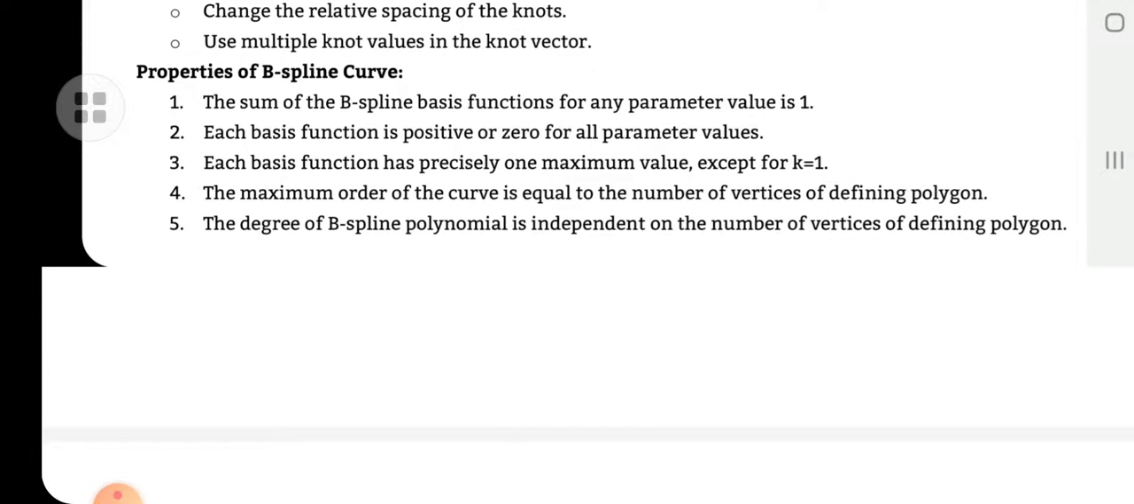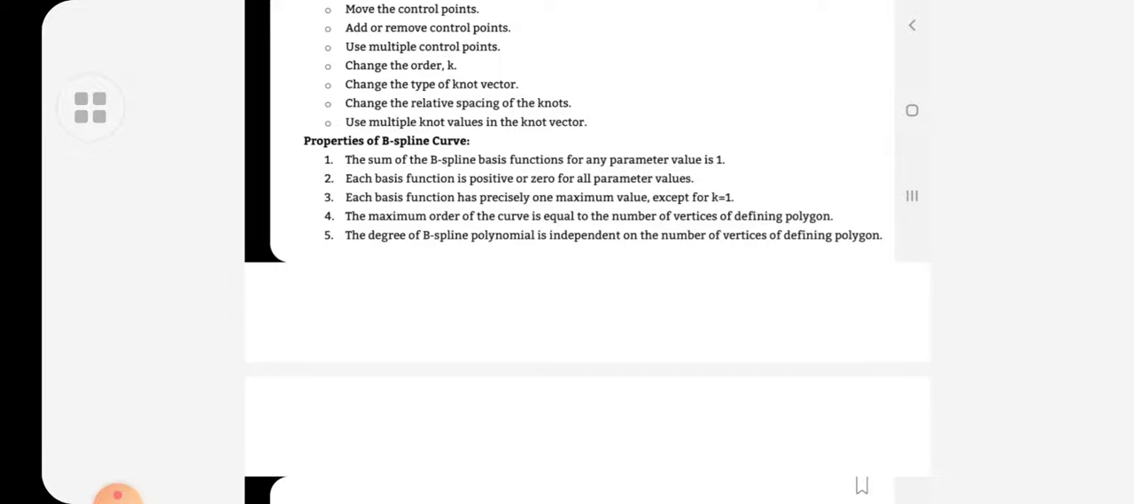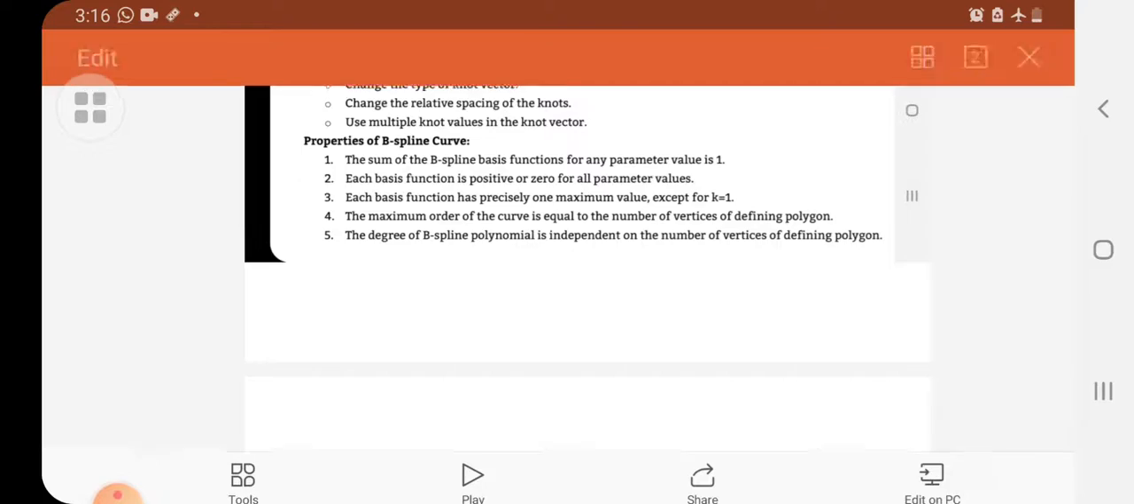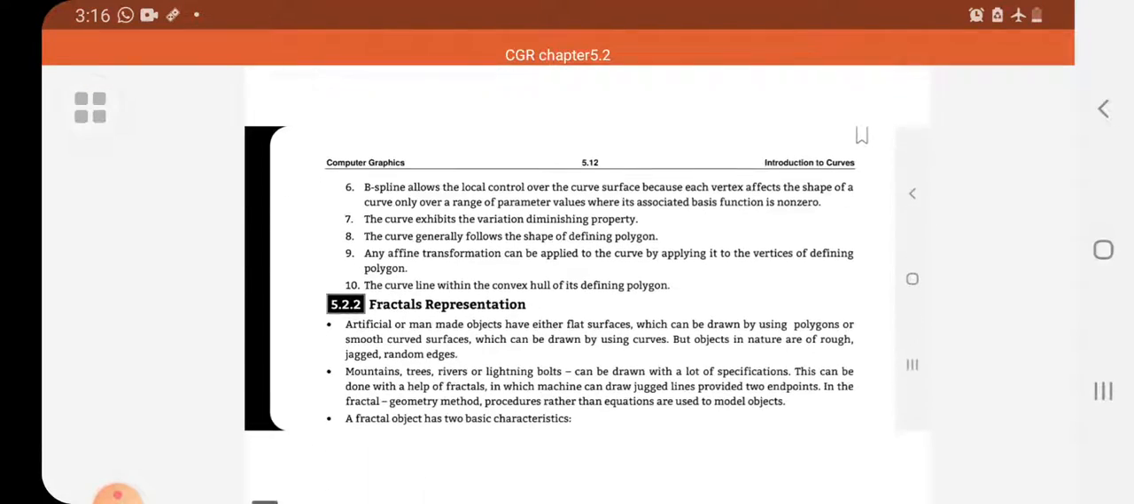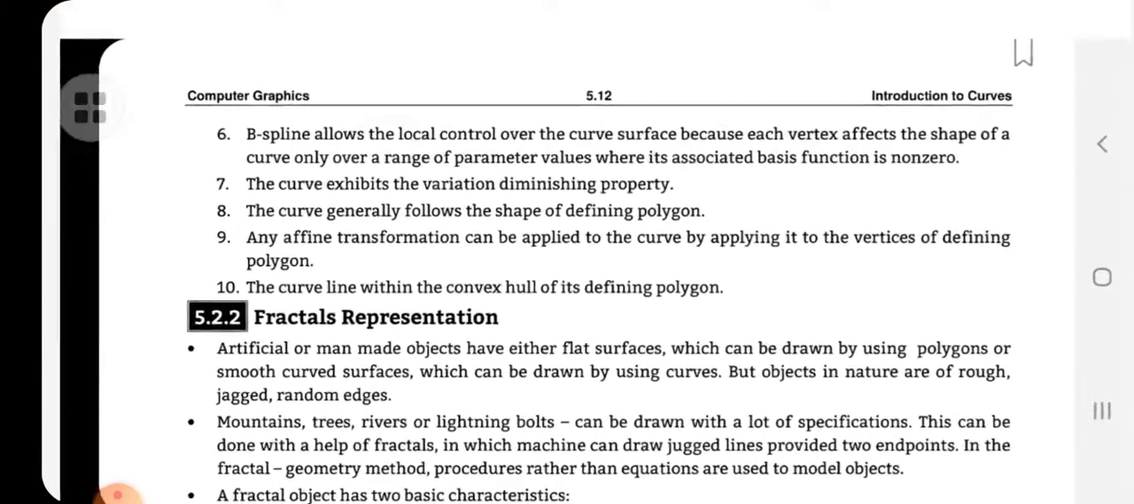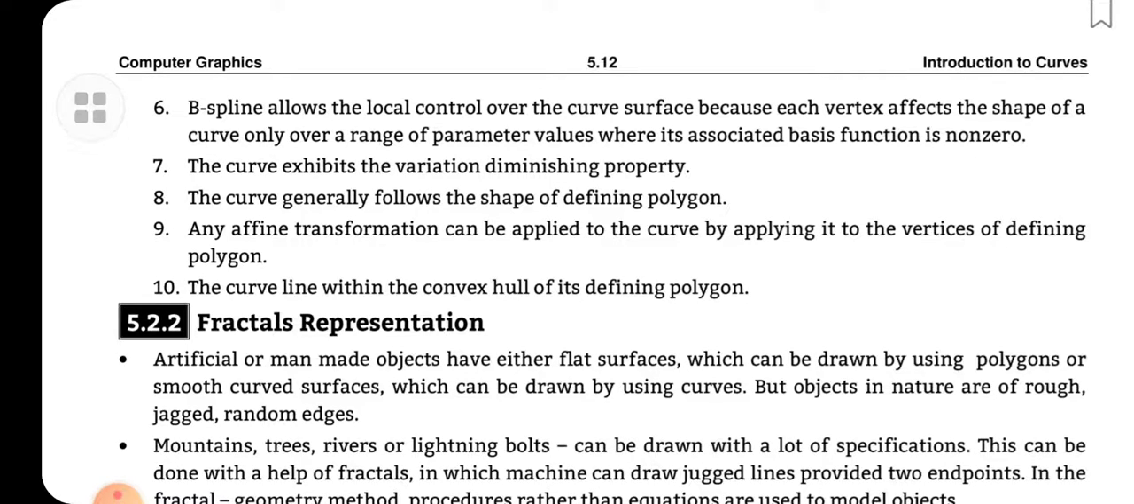Number 5 is that the degree of the B-spline polynomial is independent of the number of vertices of the defining polygon. And after that, number 6: the B-spline allows local control over the curve surface, because each vertex affects the shape of the curve only over a range of parameter values where its associated basis function is non-zero.